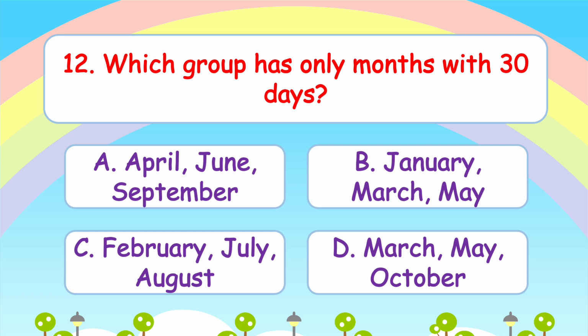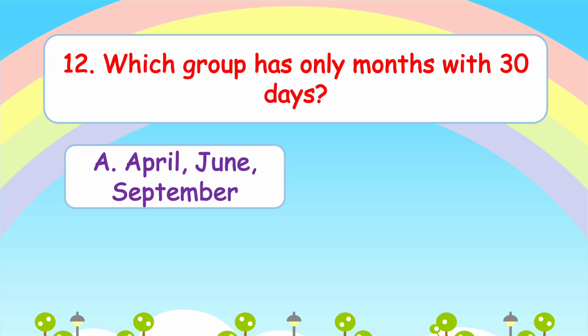Which group has only months with 30 days? And your options are April, June, September, or January, March, May, or February, July, August, or March, May, October. And it's April, June, September. These are the 3 months having only 30 days.